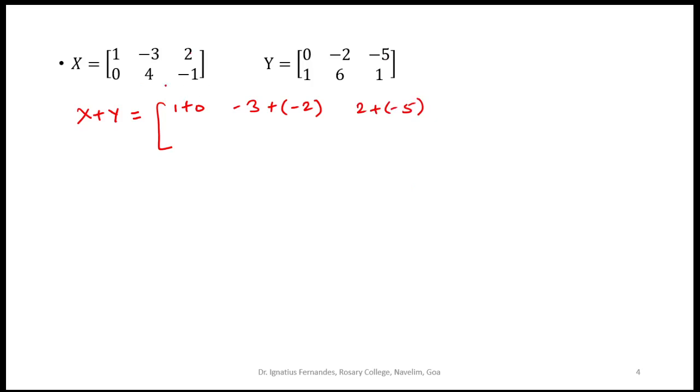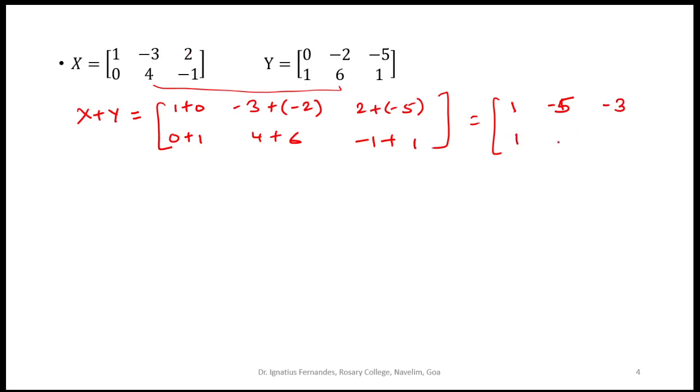Okay, so here we'll have 0 plus 1, then this to this I have 4 plus 6, and I'll have minus 1 plus 1. So if I simplify this, we'll have 1, we'll have minus 3 minus 2 is minus 5, I have 2 minus 5 is minus 3, then I have 1, 10 and 0. So this will be the sum of the two matrices, and I could add them because their orders are same. Both are 2 by 3 matrices.